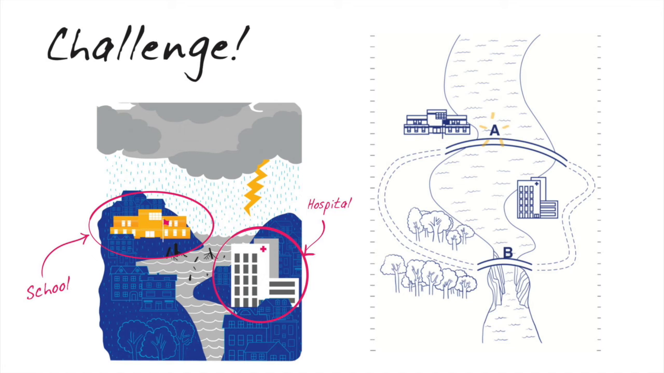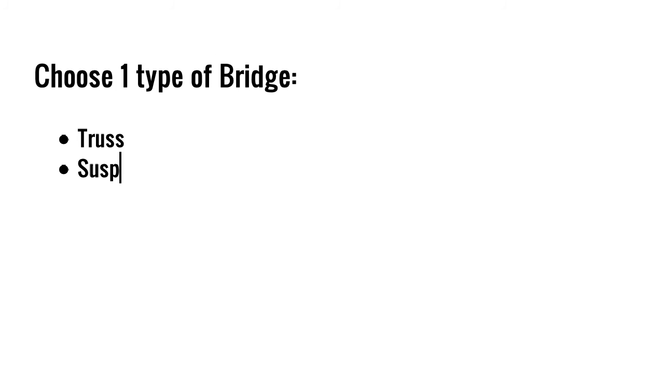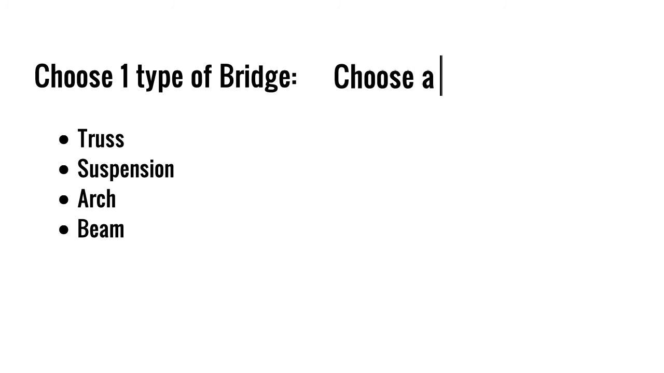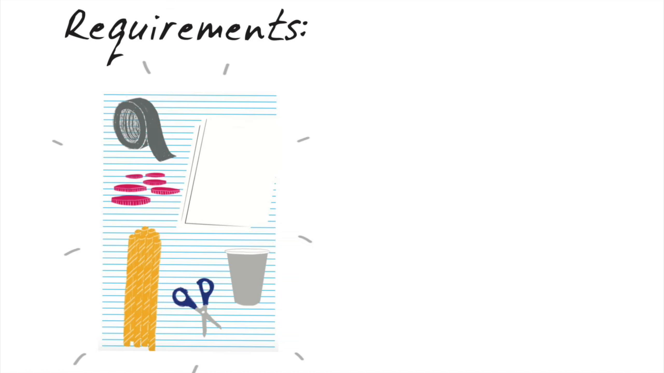The first one is the most direct, but it crosses a very wide river, which means it requires a long, narrow bridge that can carry only a few people at a time. The second route is the scenic route, but the bridge only has to cross a small canyon, which means it can be a strong, wide bridge that carries more people across it at once. Choose a type of bridge, either truss, suspension, arch, or beam, and the location that makes the most sense to you. For this challenge, you are only to use the materials given.